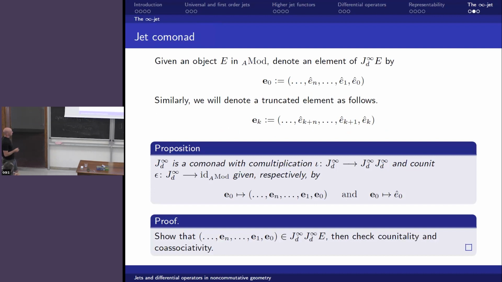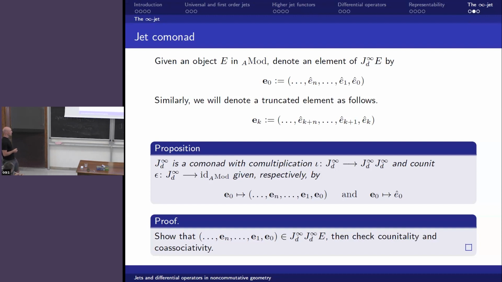So first, if you take an element of the infinity jet, this is going to be some sequence. So this is going to be some element of J0 of E, so just E. This is some element of J1 of E. This is some element of Jn of E. And since your infinity jet is some projective limit, you have some cone over that tower we saw before, and these have to be compatible with the projection. So if I project this down to some lower element in this sequence, it gives precisely that element. So if I project En hat down to Ek hat, I get precisely Ek hat. And if I truncate these sequences, so if I forget the first k elements here, I'll denote this by Ek.